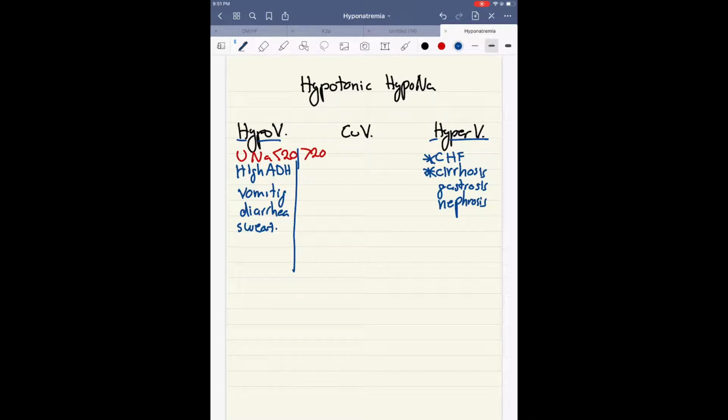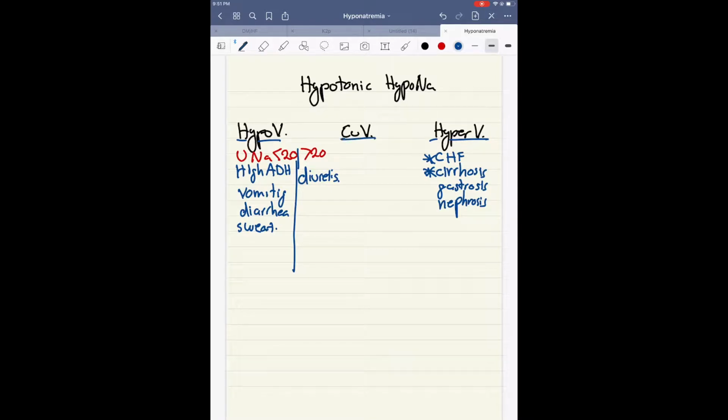However, when our urine sodium is greater than 20, that means our ADH really isn't working. Something is stopping this from happening, where it should be happening, but something's stopping it. This is going to be diuretics, such as thiazides and loop diuretics. This is what's going to be stopping the ADH from working properly. Classically, thiazides will show up on board examinations.